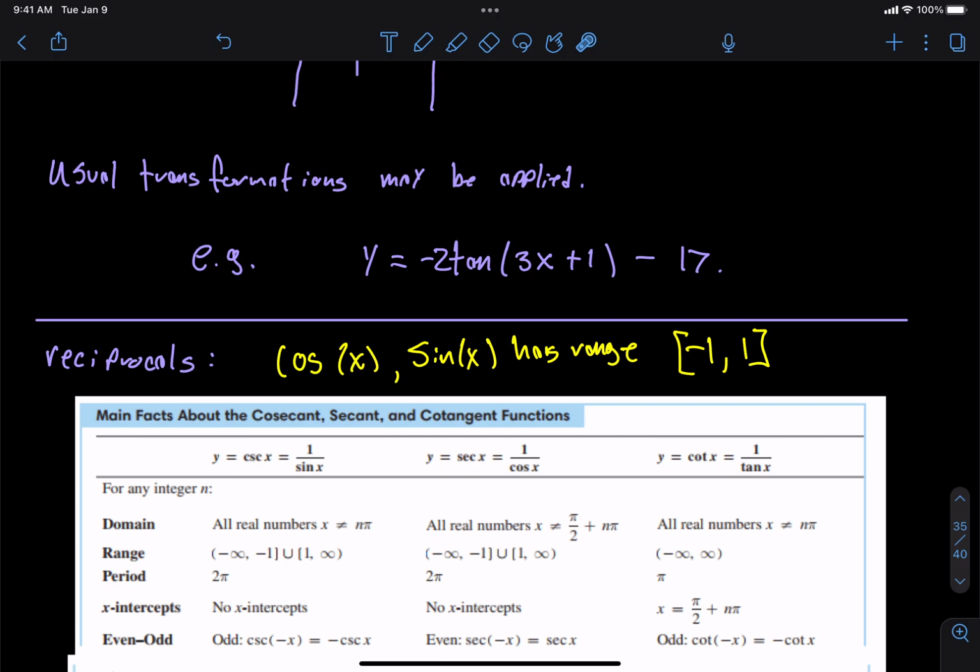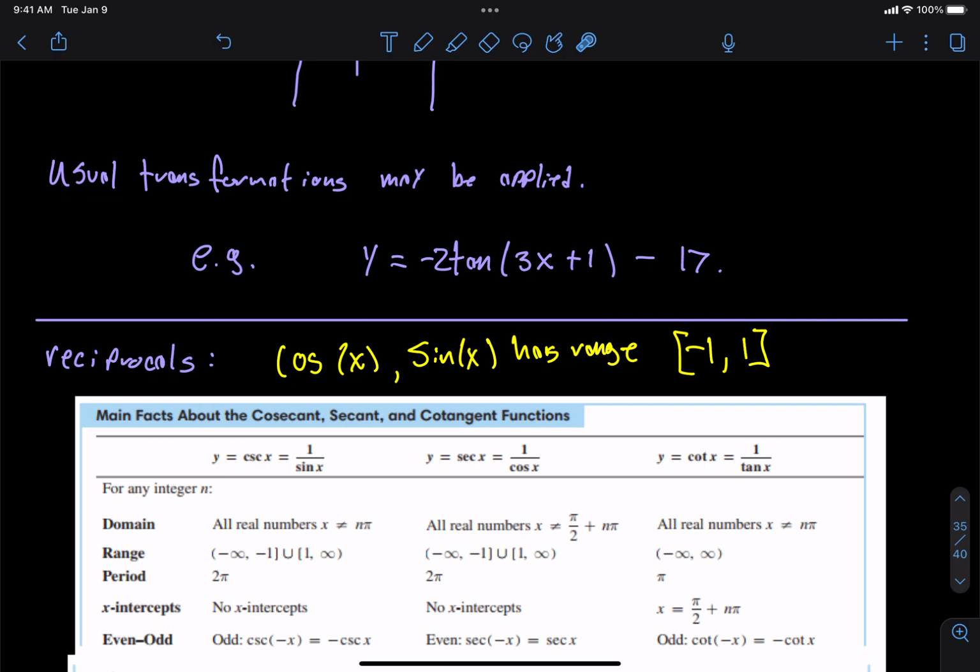How about the period? Well, same period for the reciprocal sine, reciprocal cosine, and reciprocal tangent. We'll have the period of tangent, which is again pi. Okay, so yes, you can find the x-intercepts if you want. Well, these ones aren't going to have any.